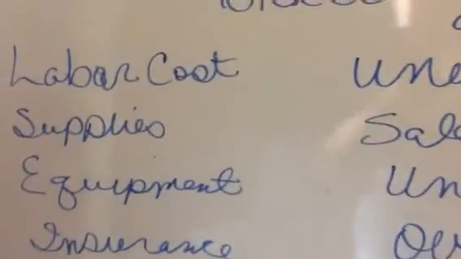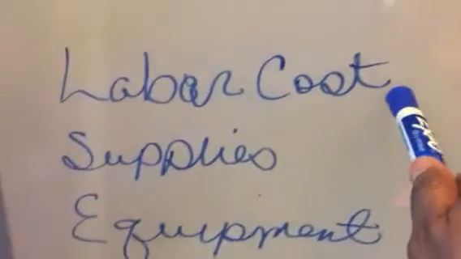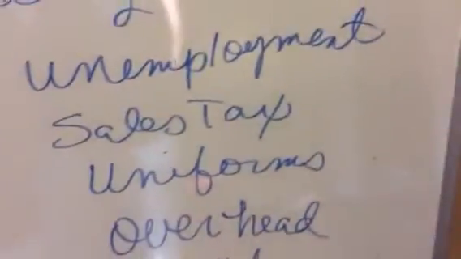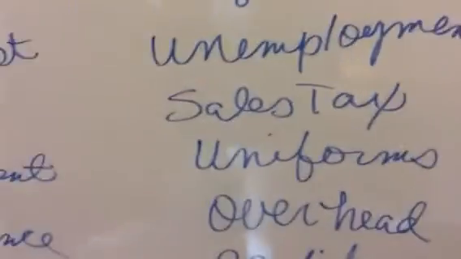So each one of these should have a percentage by it, and you want to make sure you write this down in advance so that you know what your percentages are going to be. That way you know that your labor cost starts out at no more than 50%. That gives you a starting point for all the other categories that you want to make sure your bid covers. Every bid should cover each one of these categories.